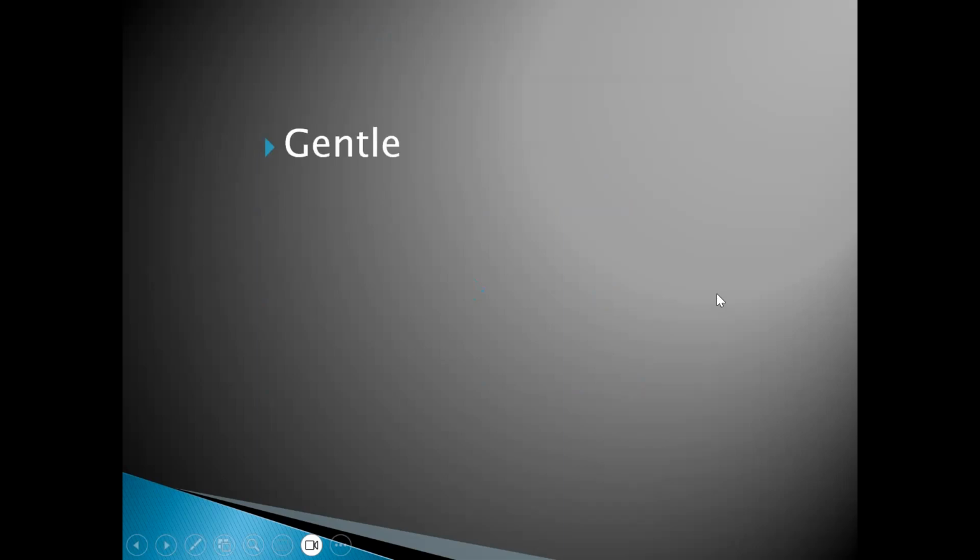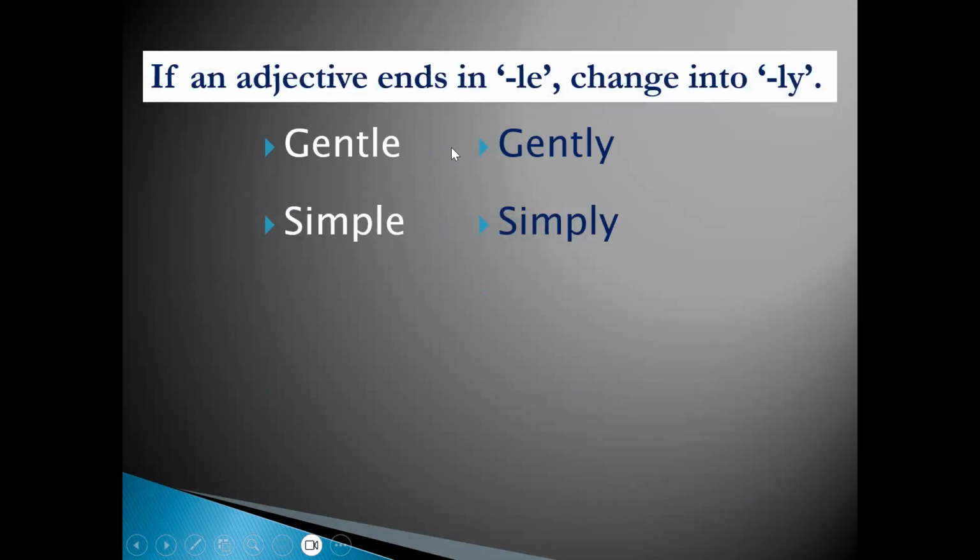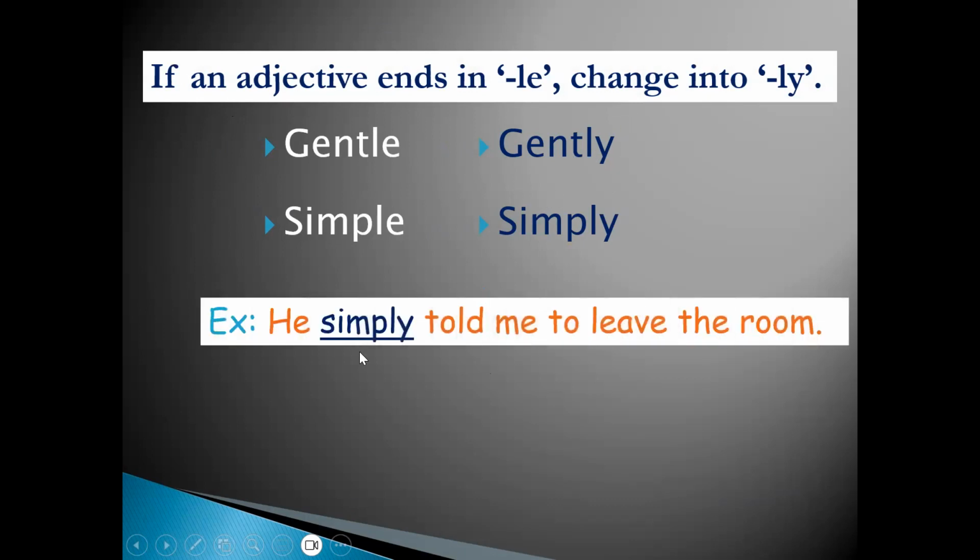Continue. We have other adjectives. Gentle, gently. Simple, simply. If an adjective ends in LE, you change it to LY. Look at the example: the example told me to live in the room. In this case, some adverbs of manner go in the middle.